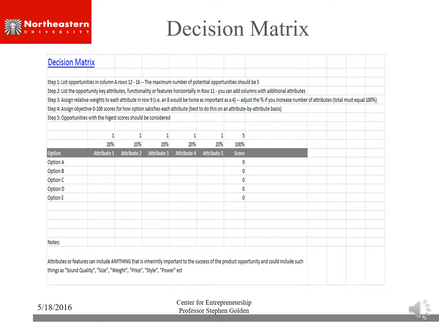This has 5 options in it with 5 attributes. So you weigh the attribute and it tallies up the score, and then you pick the one that scores the best. Attributes are key features of functions. Well, what's special?